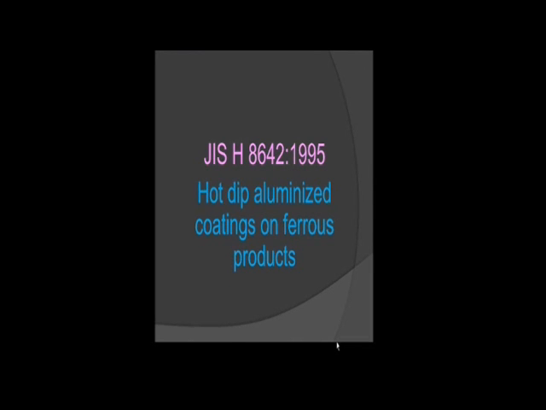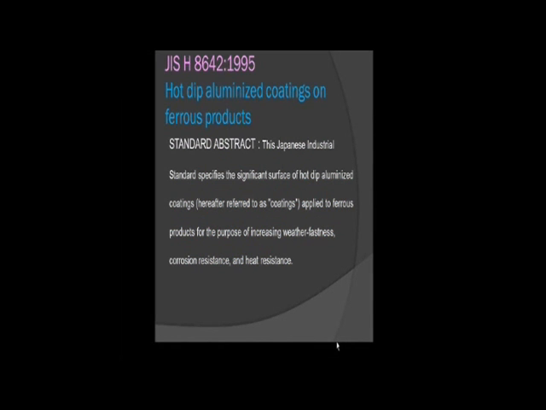The next is JIS H8642-1995, or the hot dip aluminized coatings on ferrous products. This Japanese industrial standard specifies the significant surface of hot dip aluminized coatings, hereafter referred to as coatings, applied to ferrous products for the purpose of increasing weather fastness, corrosion resistance, and heat resistance.